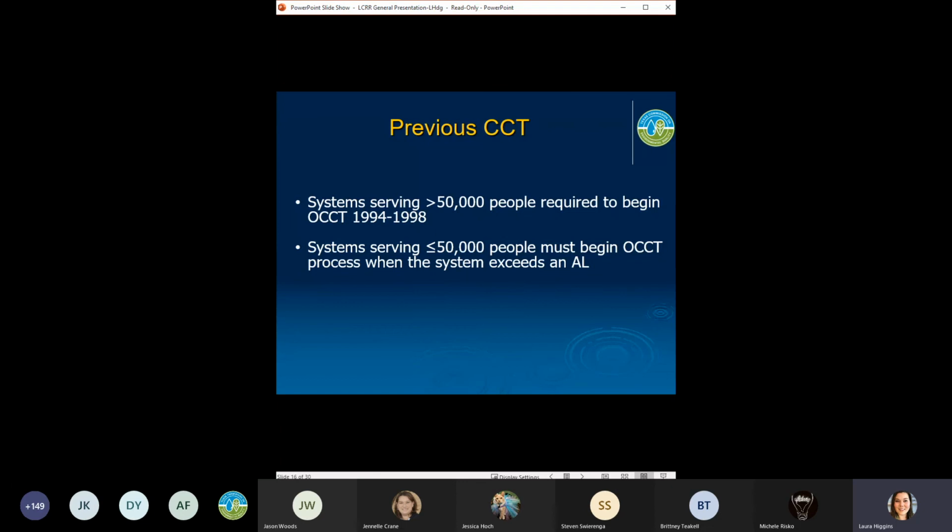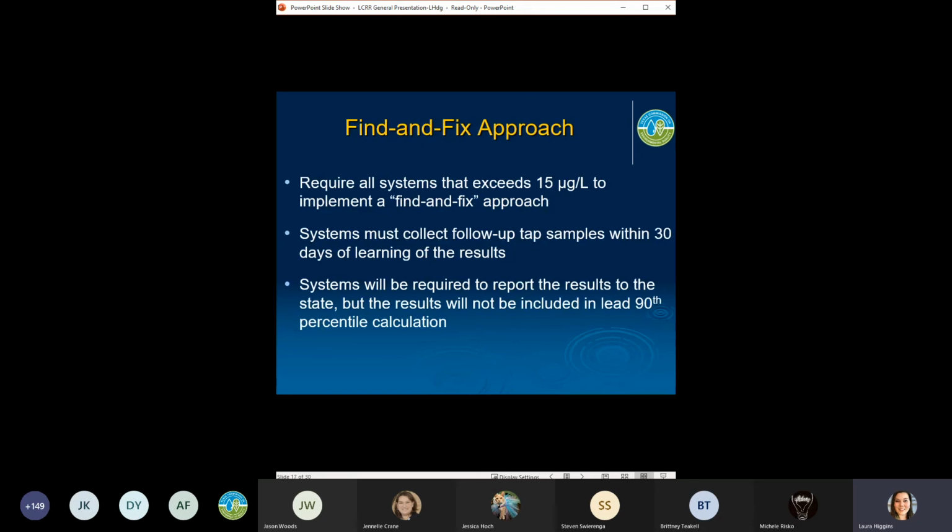So this is different than the current or previous Lead and Copper Rule, which required systems serving greater than 50,000 people to begin optimized corrosion control between 1994 and 1998. And also that systems serving less than 50,000 people must begin the optimized corrosion control process when the system exceeds an action level. So, like I said, the LCRR now implements a find and fix approach.